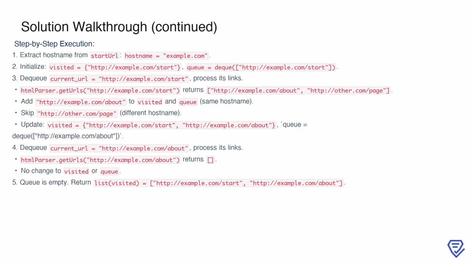After this step, the visited set contains http://example.com/start and http://example.com/about, and the queue contains only http://example.com/about. Next, we dequeue and process http://example.com/about, but since it has no outgoing links, the queue becomes empty. At the end of this example, the algorithm returns a list of visited URLs, http://example.com/start and http://example.com/about, showing how cross-domain links are ignored.